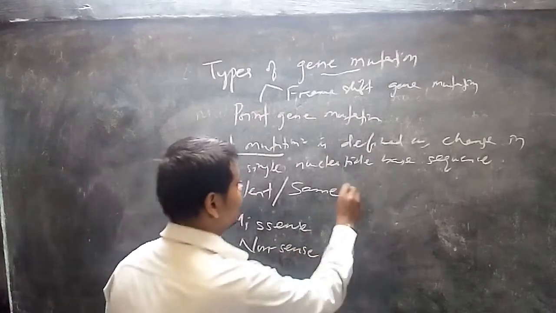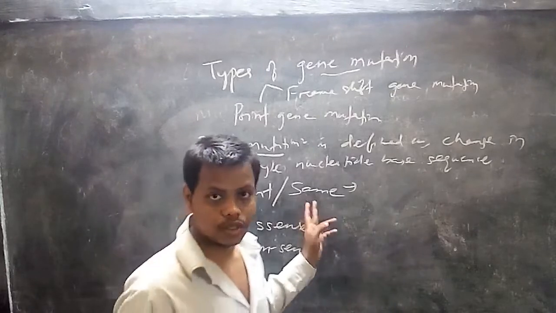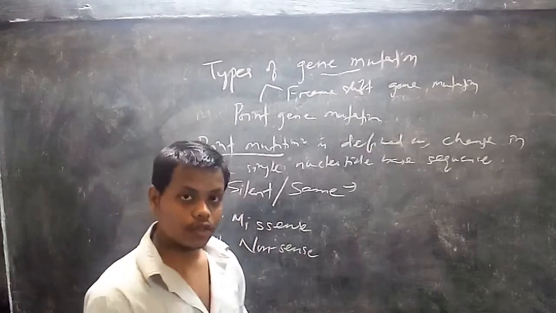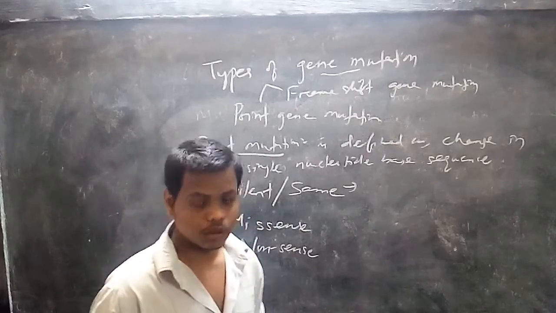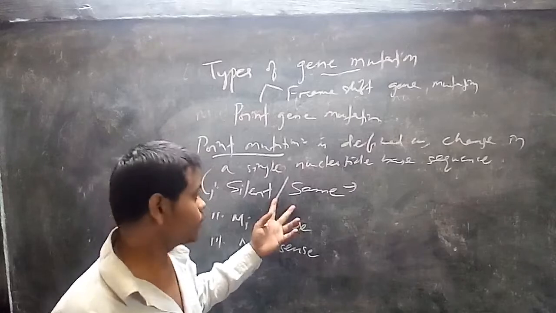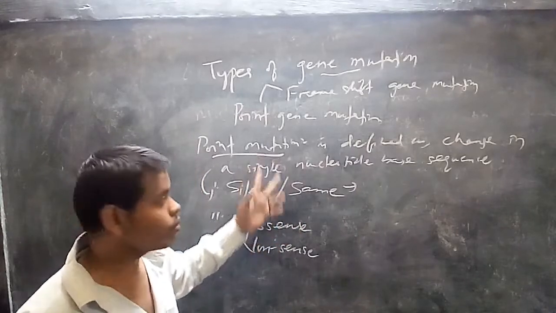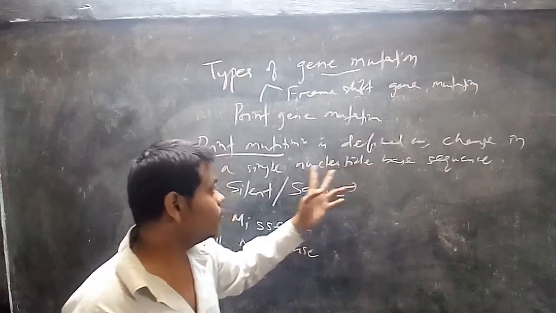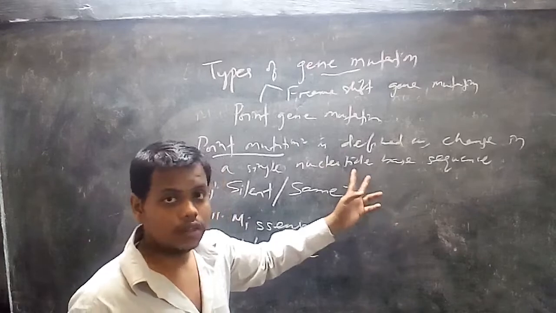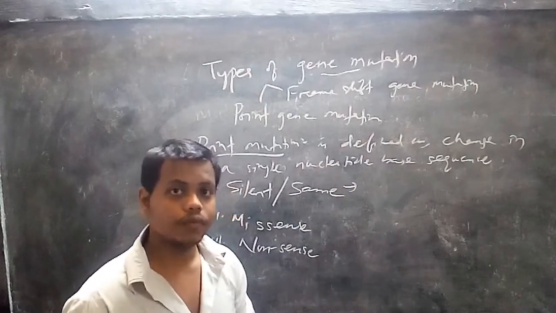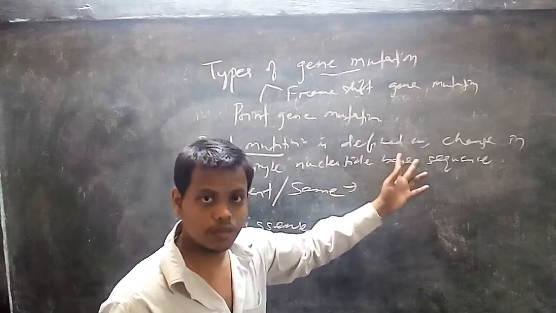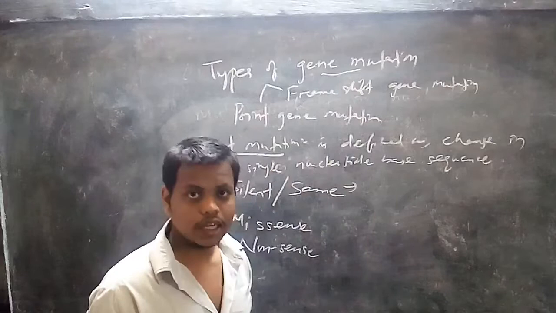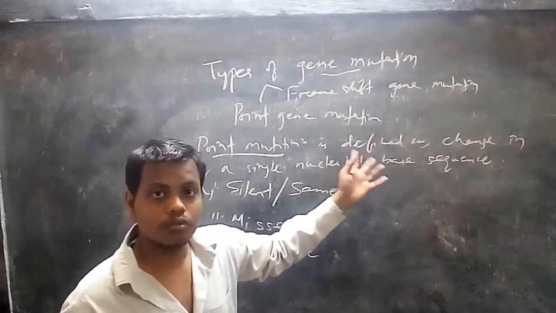First, we will see what is silent or same point mutation. Silent refers to when we are doing something but no one knows. So silent point mutation refers to when a change in nucleotide base sequence occurs, but that does not bring any change in the function. What is the main function of the gene? The main function of the gene is to synthesize a polypeptide chain, that means protein.